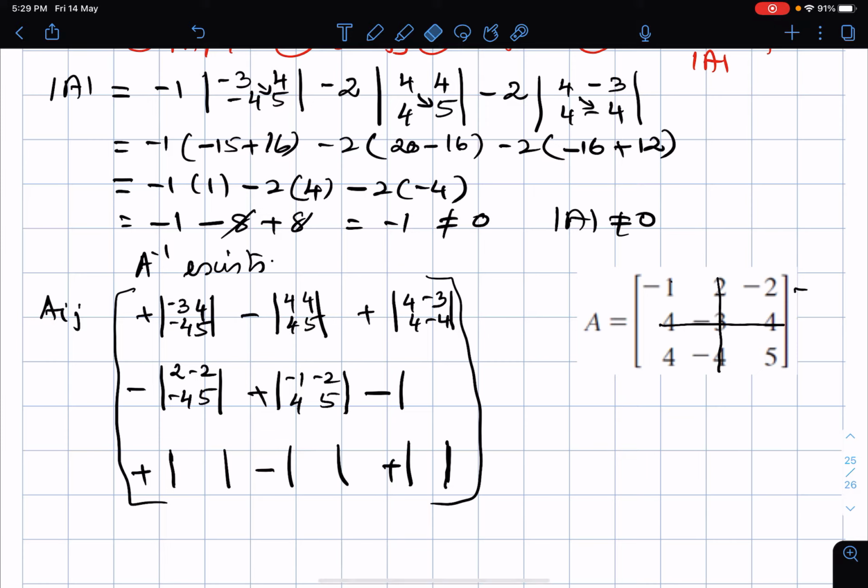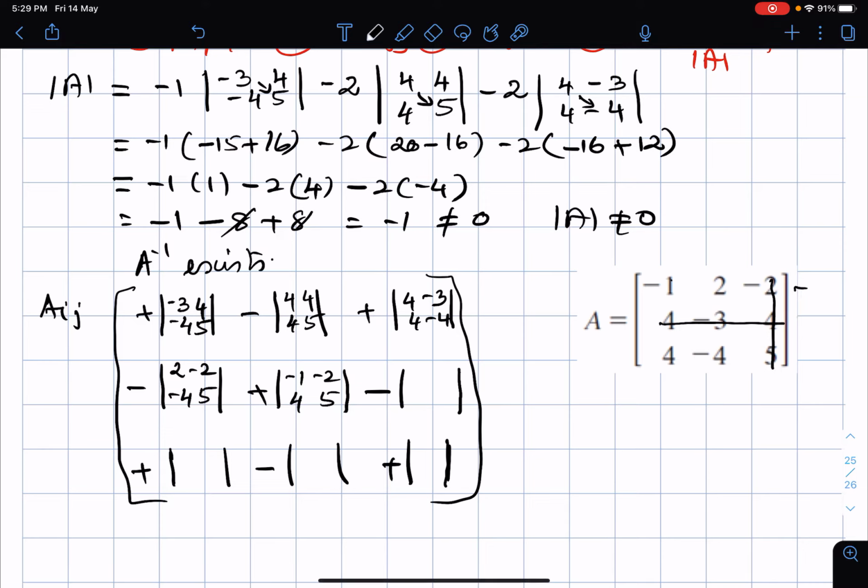Okay, now coming to the last column. So again you are going to take the last column. Now you are going to delete the last column since it is the last element. So what are the elements you are going to get? Minus 1, 2, 4, minus 4. So this is with your second row. Now we are going to go to the third row.